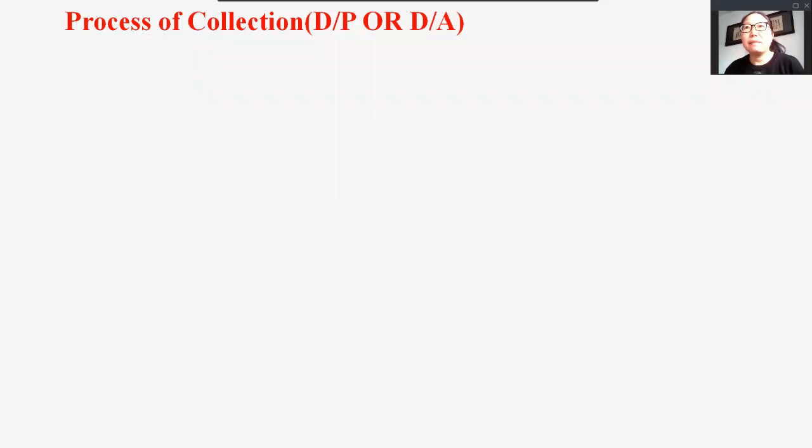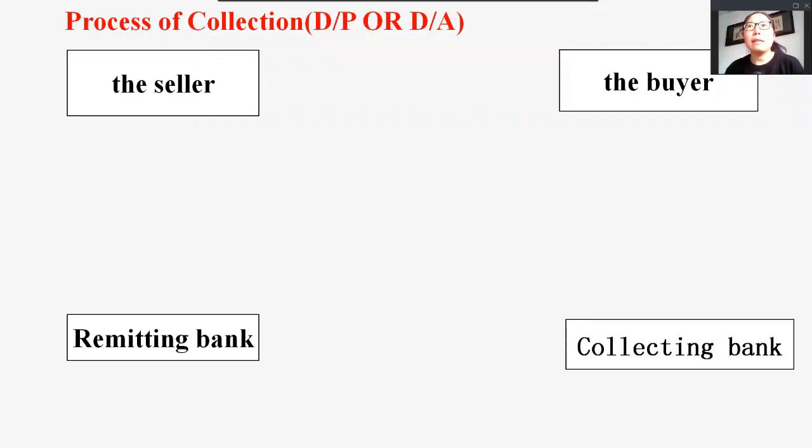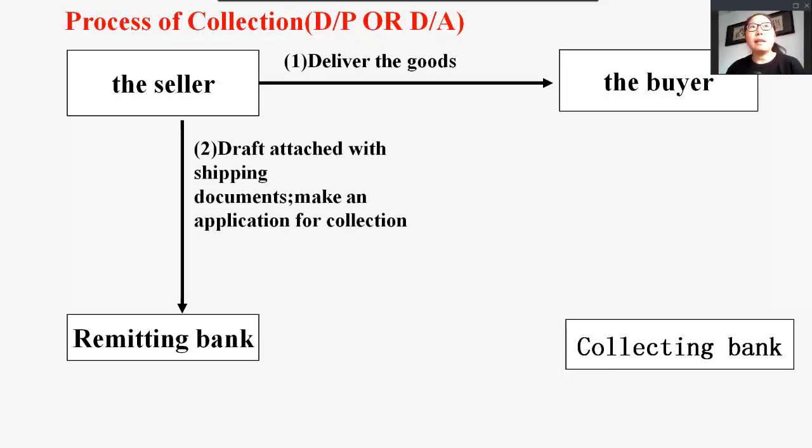Look at the flow chart. Here involves the four parties: the seller, the buyer, remitting bank, and collecting bank. After the seller delivers the goods to the buyer, the seller will issue a draft to which the shipping documents are attached. Then he will forward the draft to a bank in his place, that is, remitting bank, makes an application for collection, and instructs the remitting bank to collect the purchase price from the buyer through its corresponding bank, that is, the collecting bank.